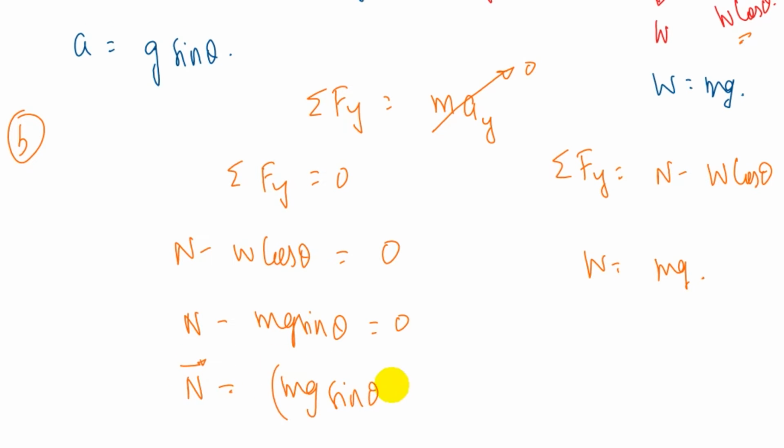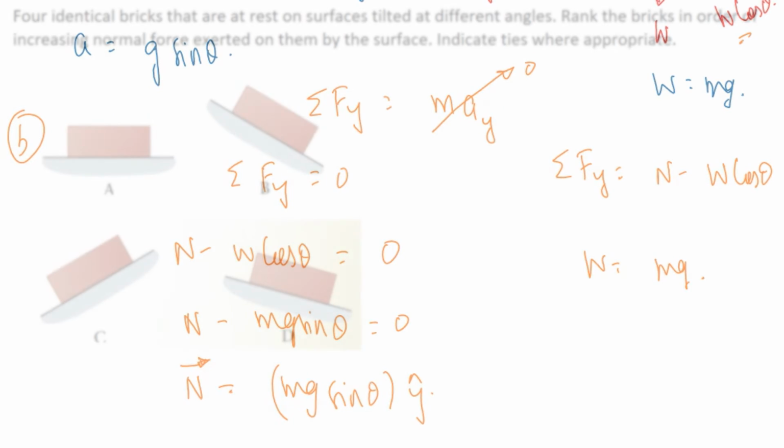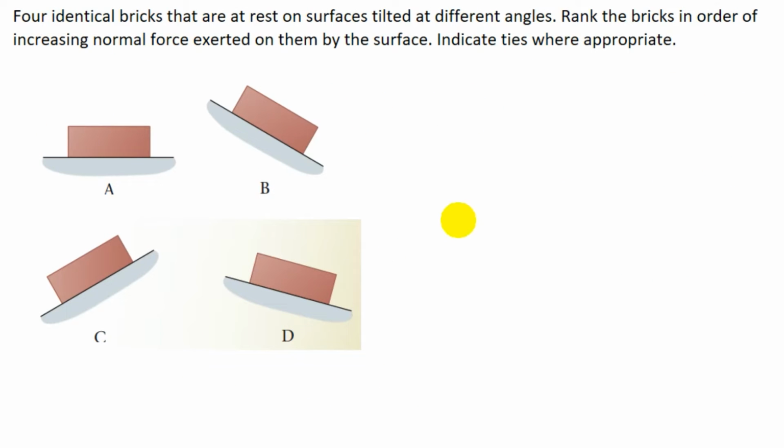since it is along the y direction, it is multiplied with the unit vector y cap. Now I'll be giving one practice question to you. In this practice problem, you can see 4 identical bricks that rest on a tilted surface. Now you have to rank the bricks in the order of increasing normal force exerted on them by the surface, and you have to indicate where ties occur. This is a practice problem you have to attempt in the comment box below.